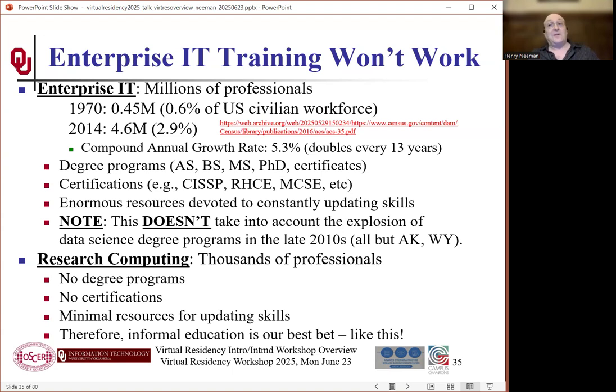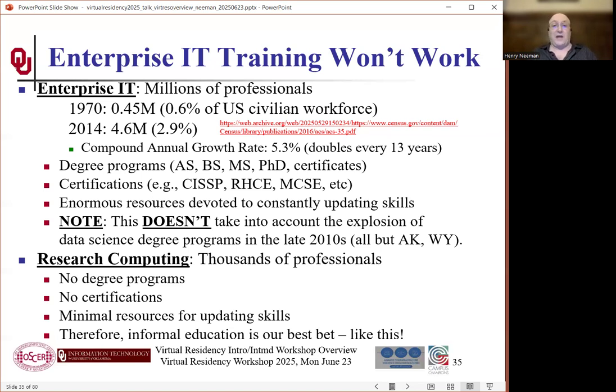So at that scale and with that kind of growth, you've got degree programs, you've got certificates, you've got degrees at every level from associates to PhD. You've got professional development certifications. You've got huge resources devoted to constantly updating enterprise IT skills. And this doesn't even take into account the explosion of data science degree programs.